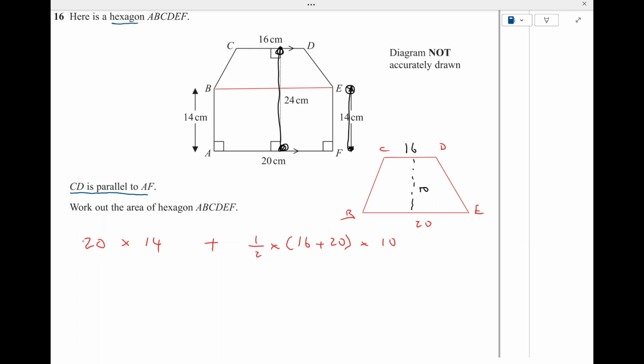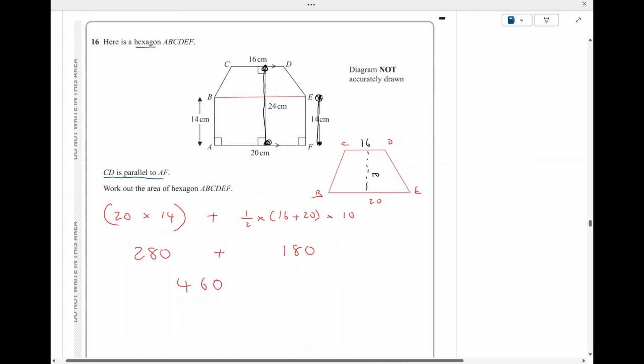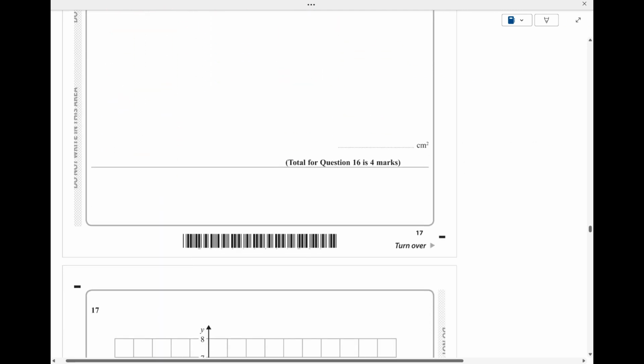So this is going to be the area of the hexagon. The area of that rectangle, 20 times 14, 280, plus a half times, open bracket, 16 plus 20, close bracket, times 10. And that is 180. So 280 plus 180 gives me an answer of 460 square centimetres for the area of the hexagon. Let's have a look at question 17.